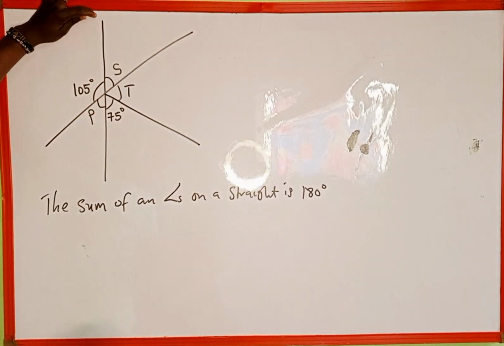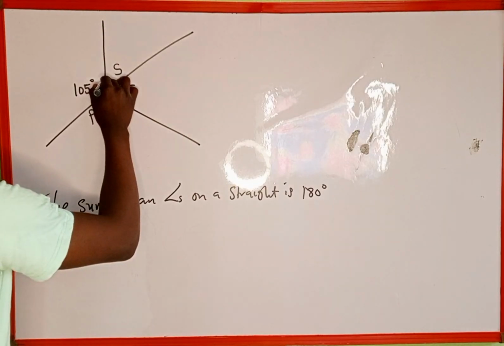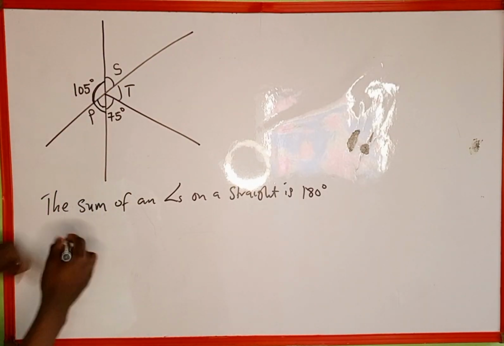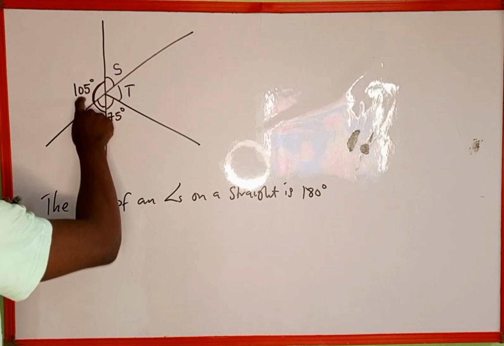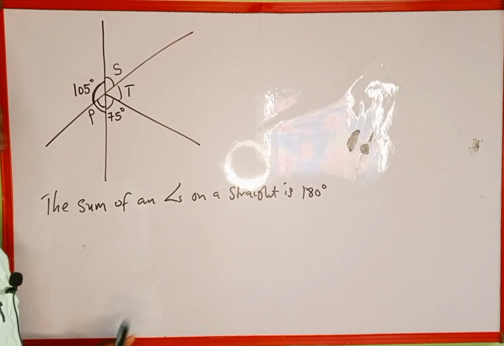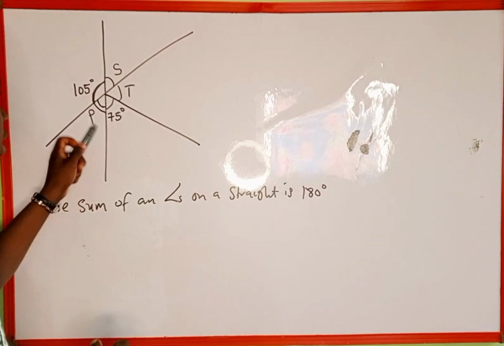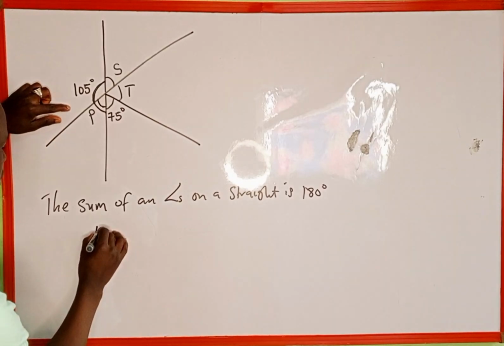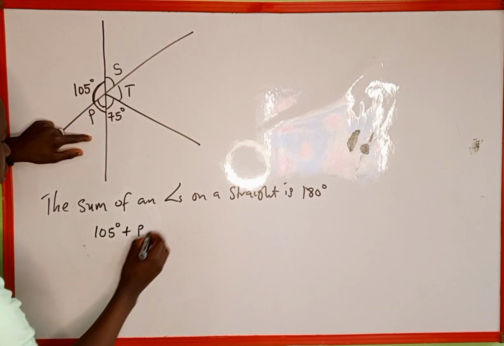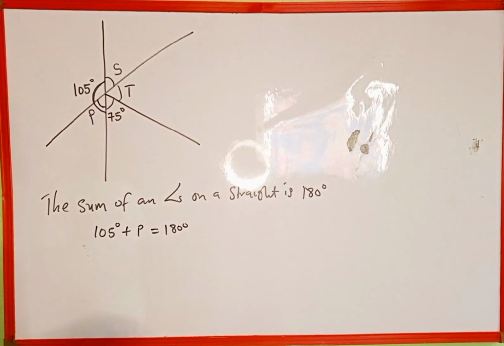So if you look at this diagram, we have a straight line here. Then using this theorem, that means the sum of the angles on this straight line here is going to give us 180 degree. So if the sum of the two angles here, 105 and P, is 180 degree, that means we are going to form the equation. We sum these two angles, then we equate it to 180 degree, then we solve for P. So the angle given is 105 degree, then plus P degree, which is not given, is the same as 180 degree using this theorem. Now we're going to solve for P.